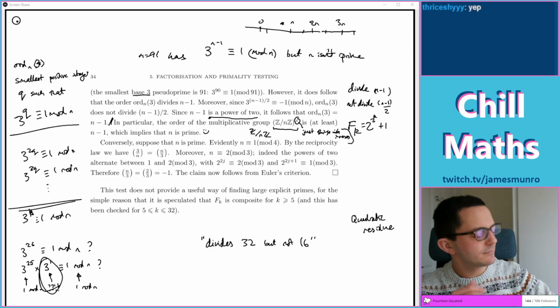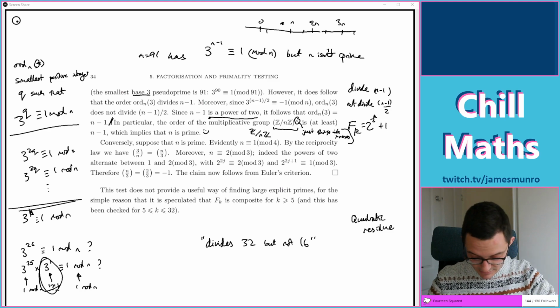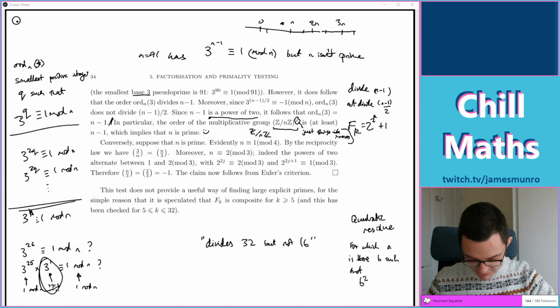So quadratic residue asks for which numbers a is there b such that b squared is equal to a mod n. So it's kind of, I guess, given n, quadratic residue mod n.